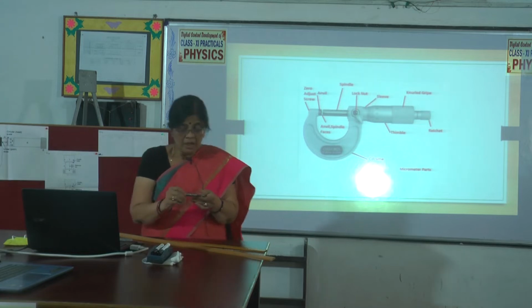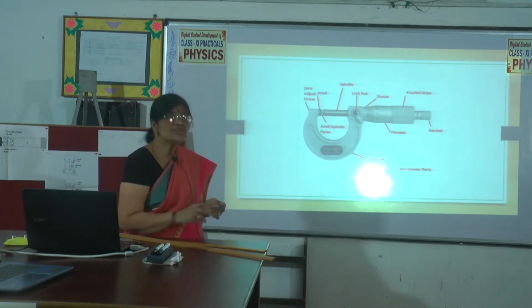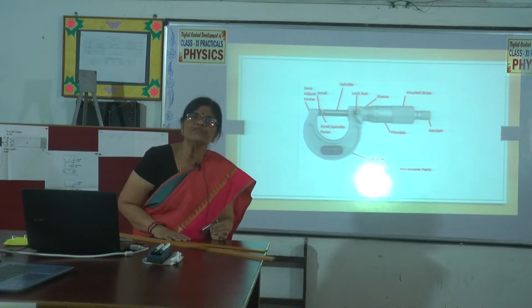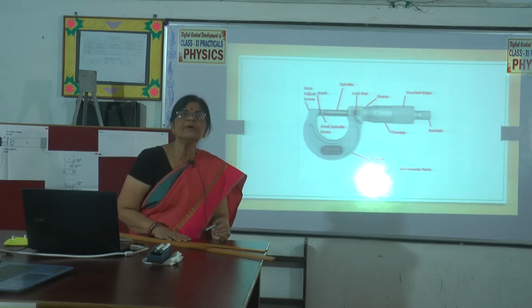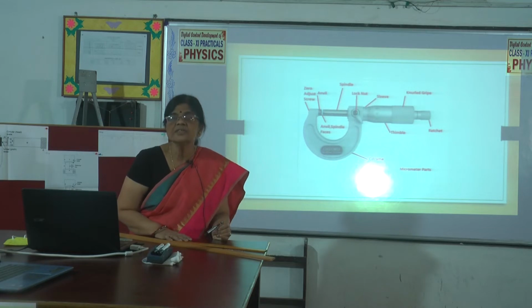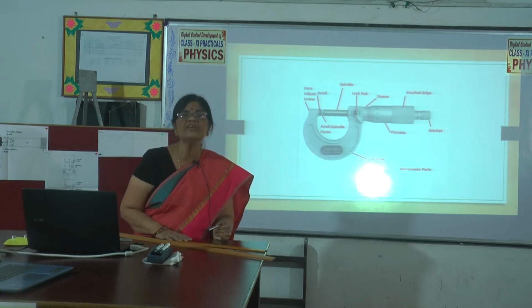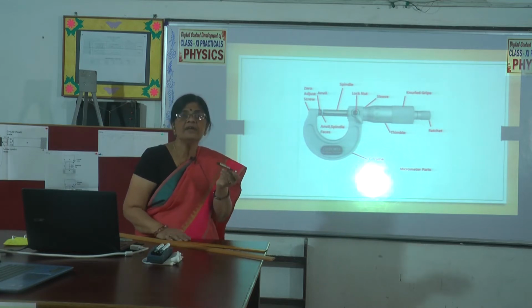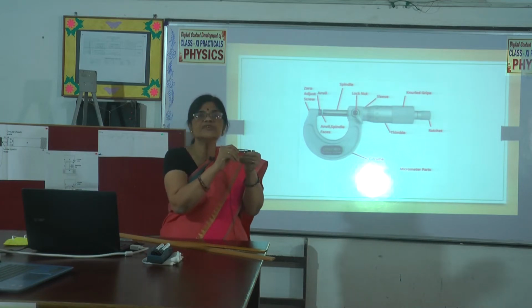Now, this part, the screw gauge. Gauge is a unit of length, and the screw gauge is an instrument based on the principle of a screw. What is a screw? A screw is a simple machine, like a lever or an inclined plane. And here, it works on the principle of the screw. The screw moves under the nut.